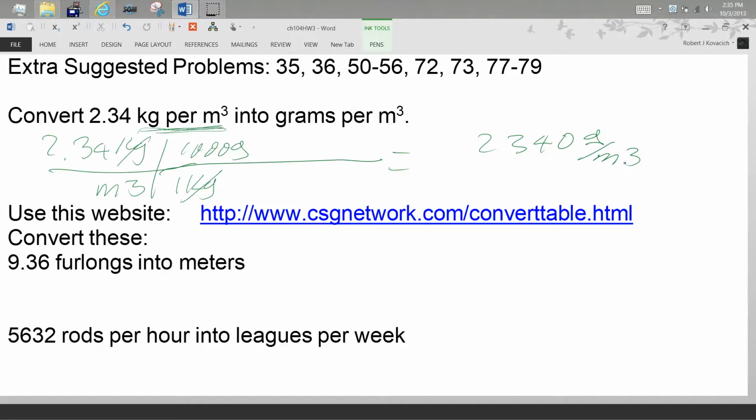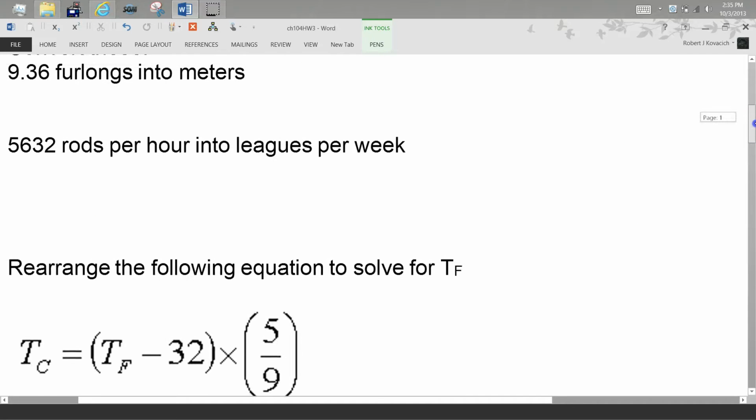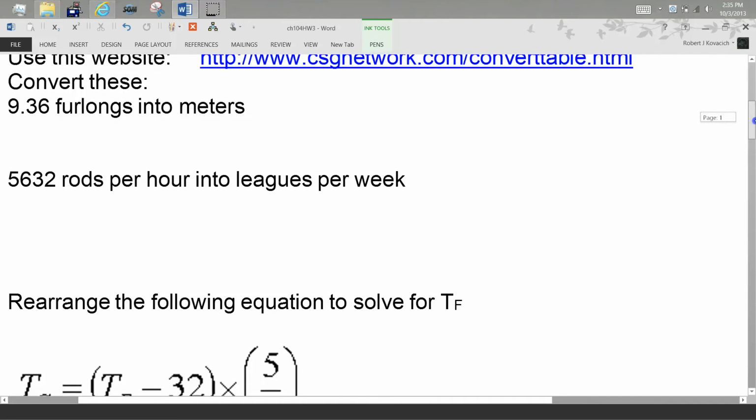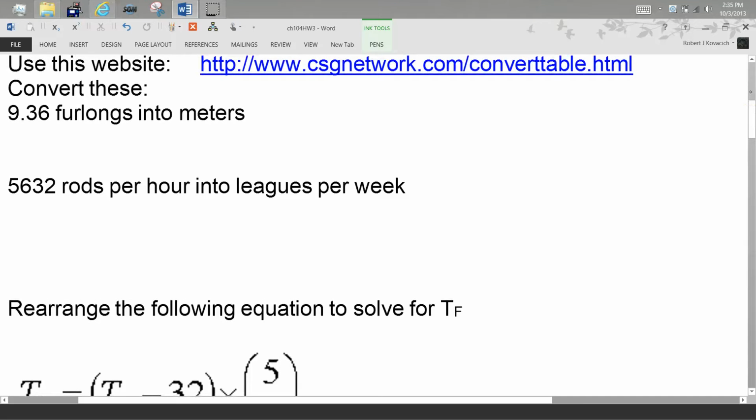Okay, so let's do these conversions. Do you guys know what a furlong is? You do now? What did it talk about, what a furlong was for? What is a furlong equal to? 220 yards. Yeah, 220 yards. What is 220 yards equal to in miles? Anybody know?